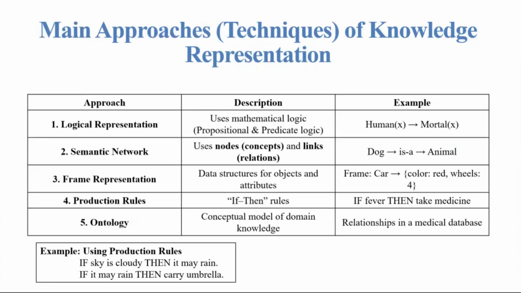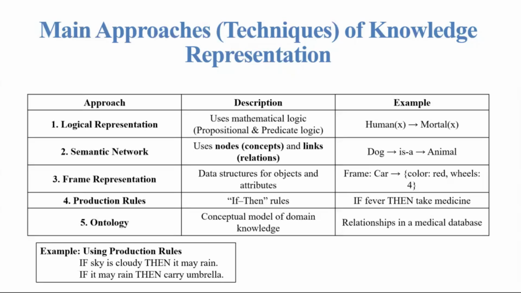Similarly, AI systems also use these if-then rules to make decisions. Let's look at one example: if the sky is cloudy, then it may rain. This means whenever the AI detects that the sky is cloudy, it concludes that rain is possible. Now look at the second rule: if it may rain, then carry an umbrella. This means if there is a possibility of rain, the AI recommends carrying an umbrella.